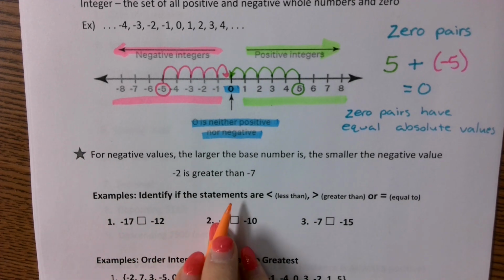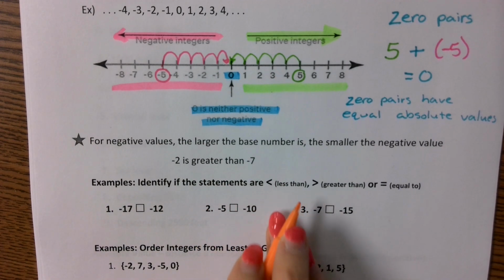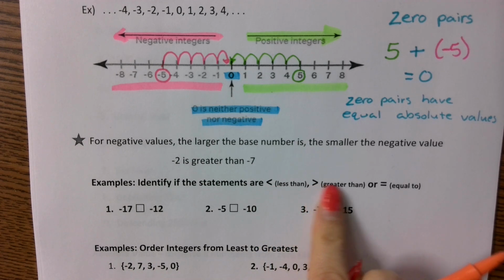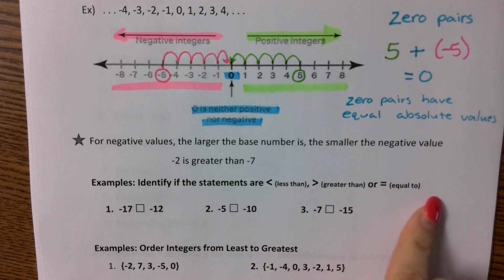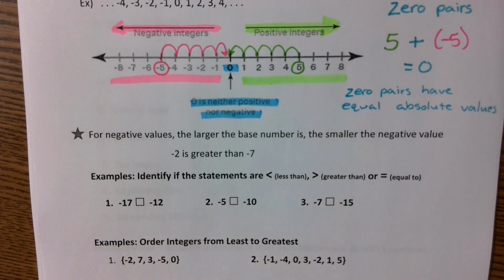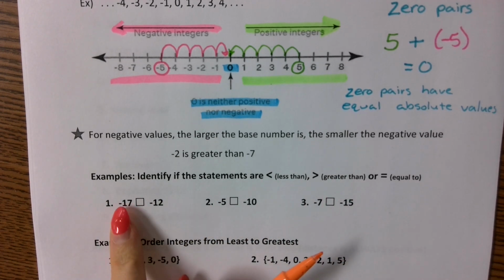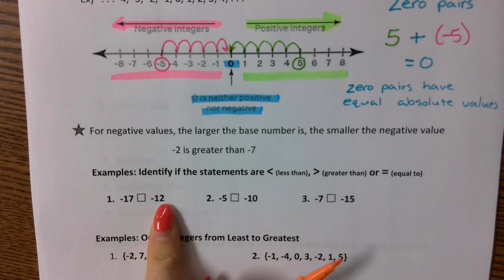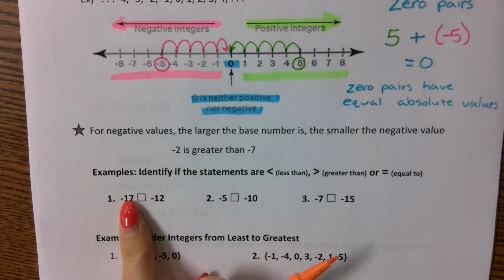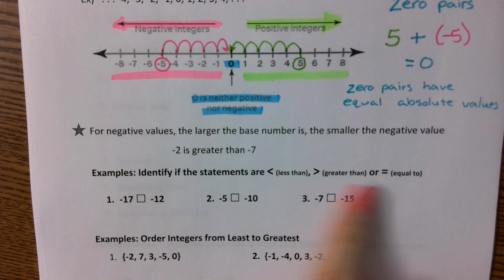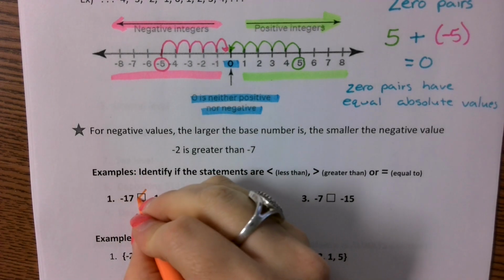So keeping that in mind, let's go ahead and identify some of our statements. We've got the less than statement, we've got a greater than statement, and we have an equal to statement. We're going to identify whether these are less than, greater than, or equal to. So if I'm taking a look at -17 and I'm comparing it to -12, is -17 less than, greater than, or equal to -12? Less than. It's going to be less than.